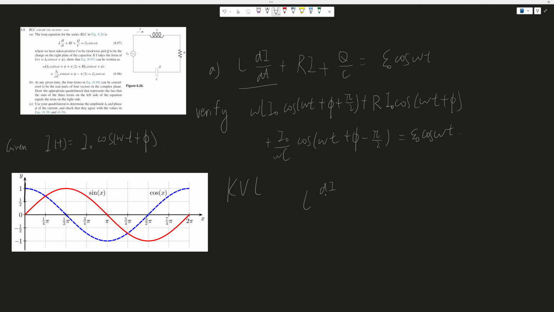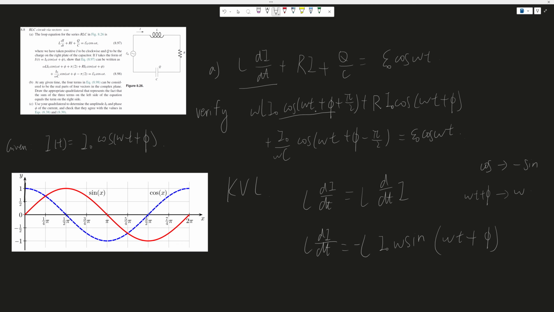L di/dt. So it'll be L times d/dt of I. Let's differentiate this. I0 is just a constant. And what's the derivative of cosine? It should be a negative sign, so let's put a negative sign here, and then we have sine. And don't forget the chain rule here, so omega t plus phi becomes omega. So L di/dt equals negative omega L I0 times sine of omega t plus phi. Now it is still a bit different from the given form, which has cosine in it.